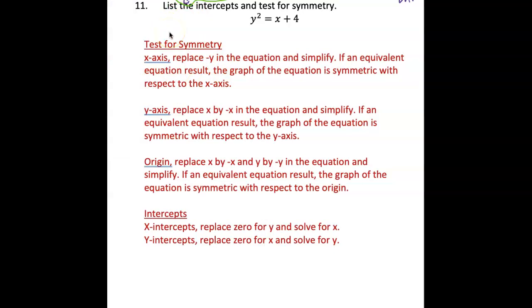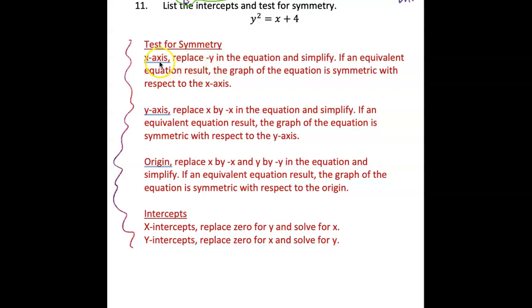Okay, so question 11 says list the intercepts and test for symmetry. Okay, I know it's a lot of red right here, but don't worry about it. You know, this is more like definitions for you to make sure you know it. So if you're looking for the x-axis symmetry, you want to replace y with negative y in the equation and simplify. I think I skipped this part right here. I'm supposed to replace y with negative y. But you know now, okay?